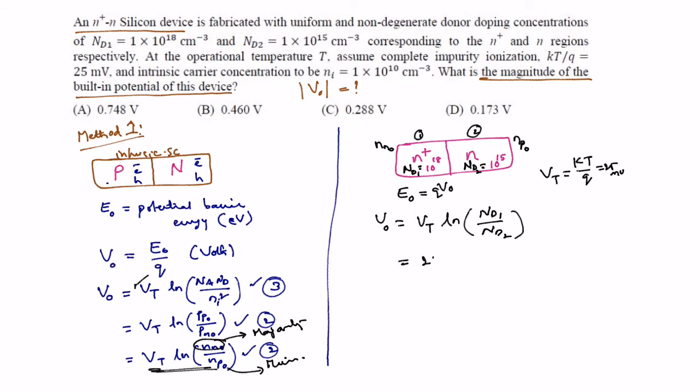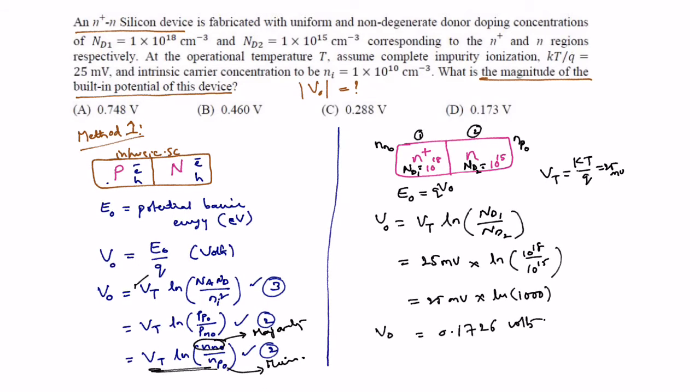From this one, this is 25 millivolts multiplied by natural logarithm of 10 power 18 divided by 10 power 15. 25 millivolts into natural logarithm of 1000. It is equal to 1.26 volts. So the right answer for this question is D. D is the right answer for this question. Okay, this is first part.